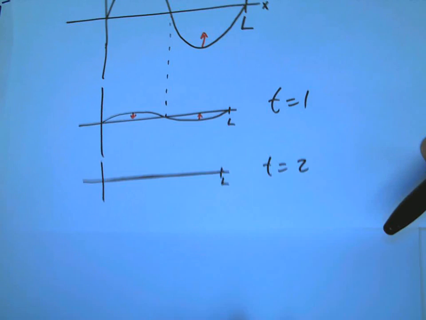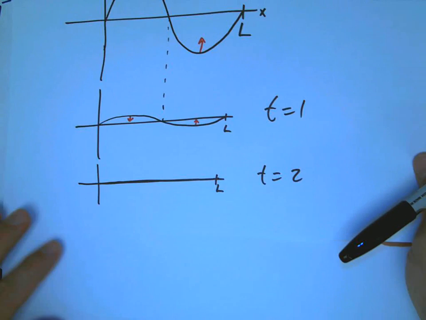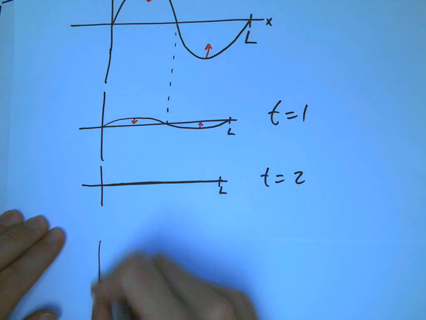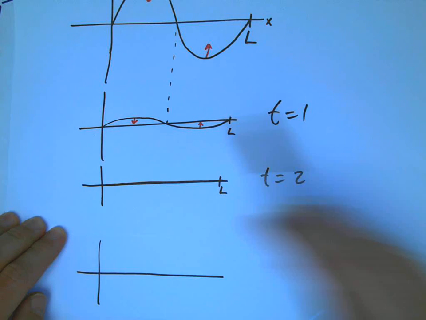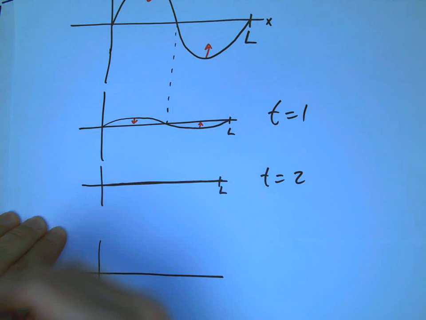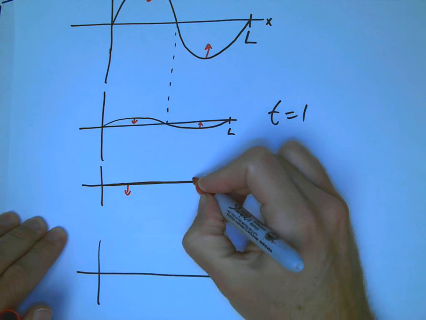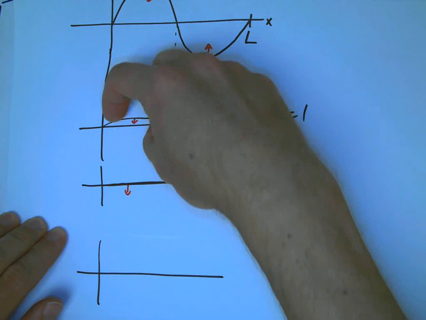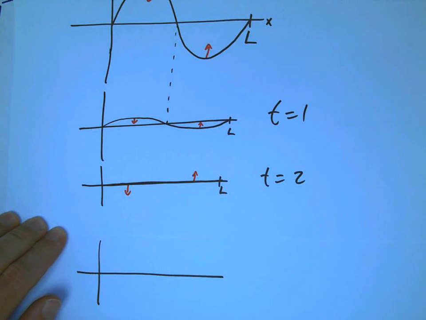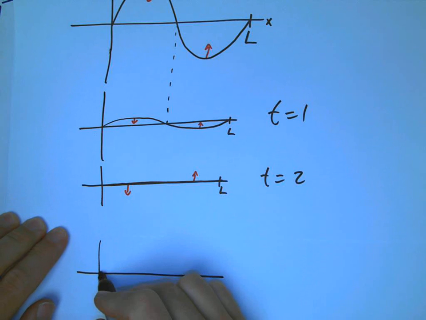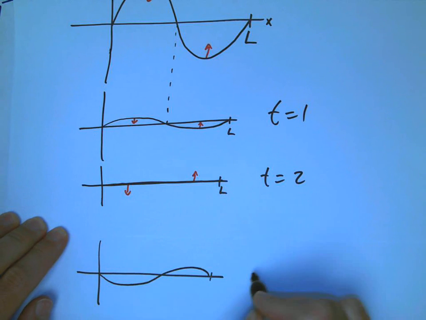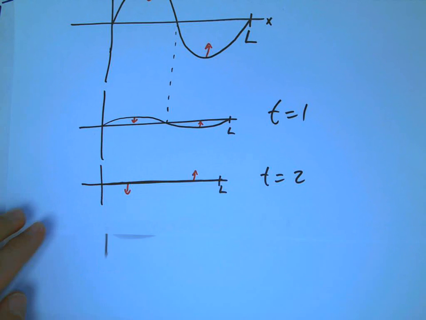Yeah. Let's do this. After that, what's going to happen? These guys are still moving. There's still a red arrow here. And this part of the string is moving down, this part is moving up. And so it's going to rebound, it's going to come up in the opposite direction, like this, maybe at t equals 3.